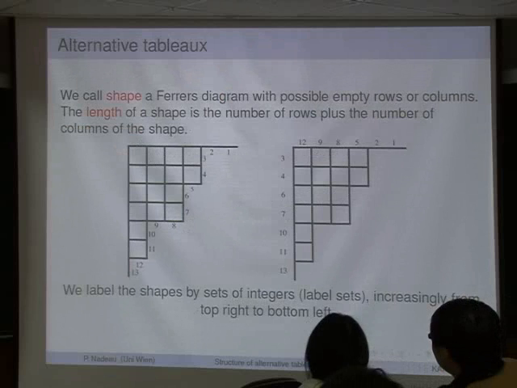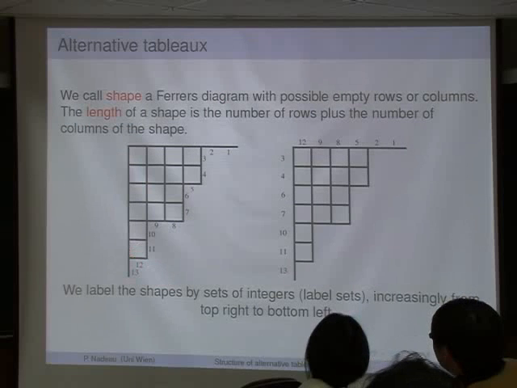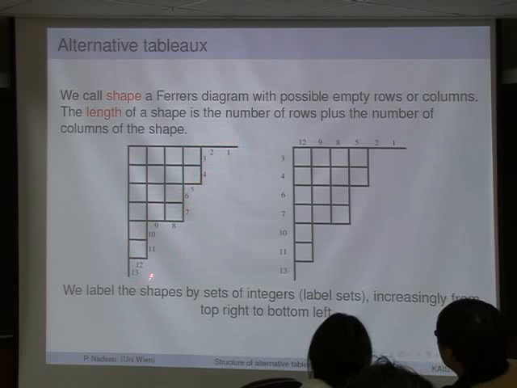So now we define alternative tableau. You take a Ferrers diagram, so it means a staircase shape, except that I allow empty columns and empty rows at the end. So this is another way to see it, is to make a path with east and south steps.